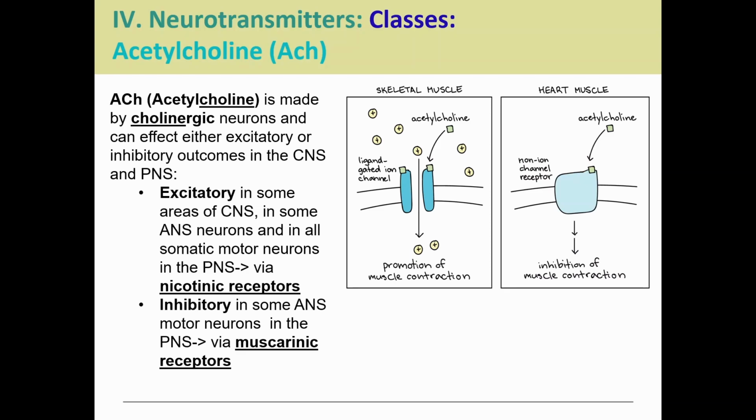Acetylcholine, this is a cholinergic one, so it's made by cholinergic neurons, and it can be excitatory or inhibitory. It's both. In some parts, it's excitatory, and it's inhibitory in other parts. The thing that you want to keep in mind with this is that it's going to be excitatory when we're looking at nicotinic receptors. It's going to be inhibitory when we're looking at muscarinic receptors. Usually when we think acetylcholine, we're going to be thinking of the muscles. It's one of the main neurotransmitters that will allow for muscle contraction, and it's also going to be involved in the autonomic nervous system when we look at the, quote, rest and digest side, the parasympathetic nervous system.